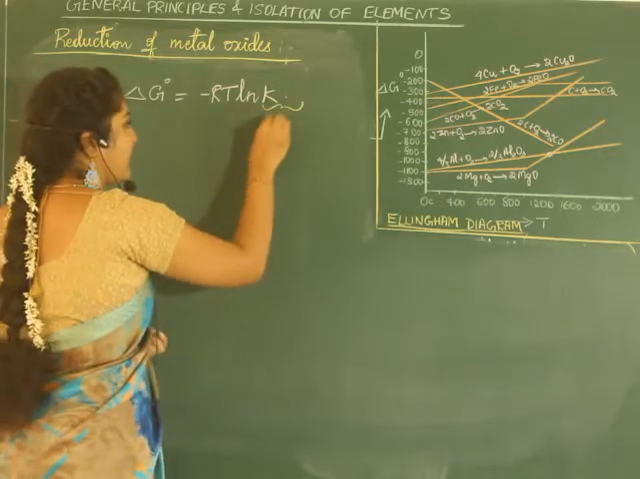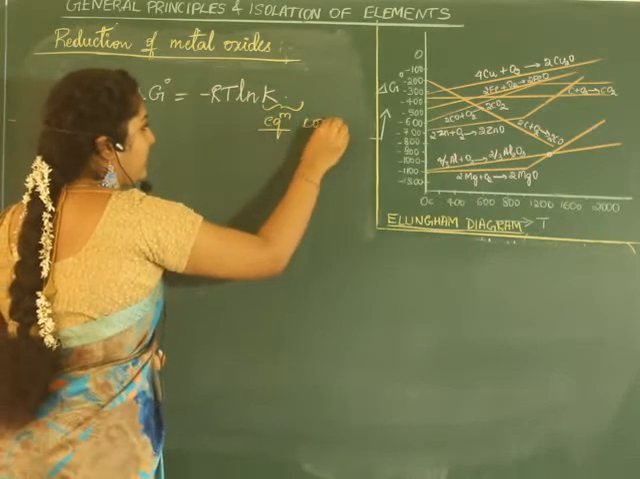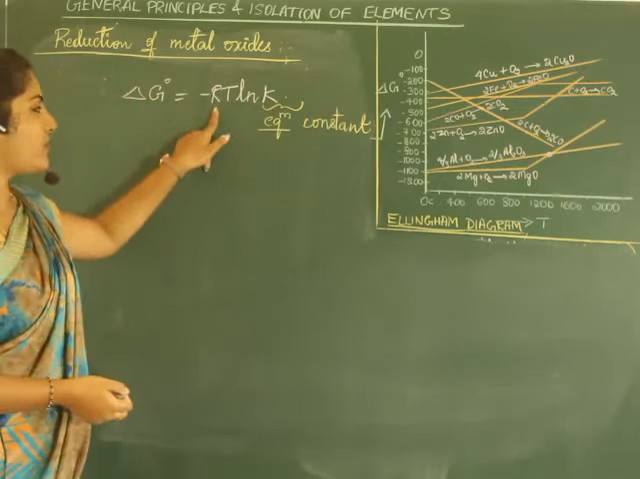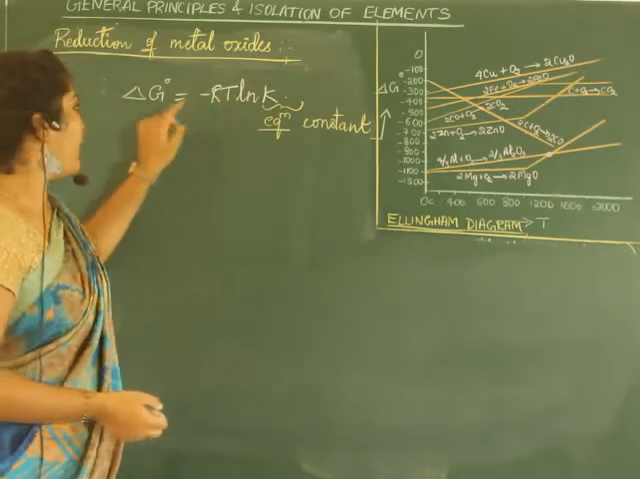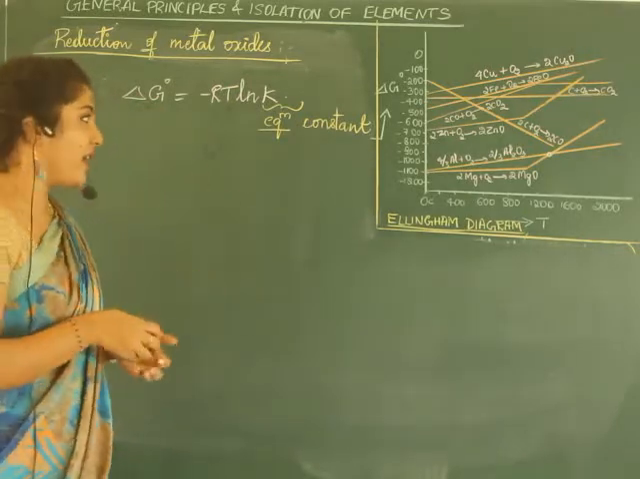So K is the equilibrium constant, isn't it? R refers to the universal gas constant, T is temperature, delta G naught is the standard change in Gibbs free energy.